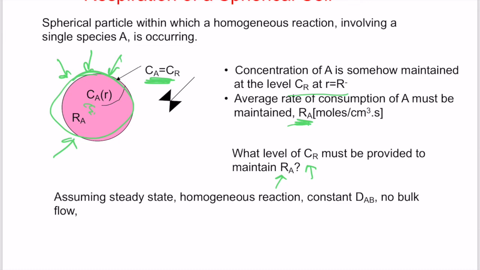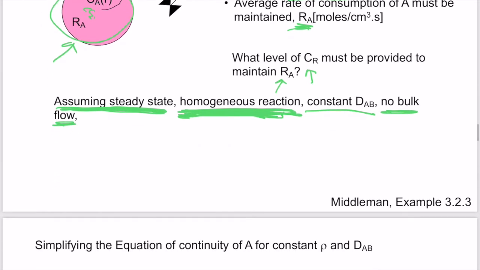Right. They didn't say anything about steady state, but we're going to assume that. Close enough. And here's a big assumption: the reaction rate is the same everywhere in that sphere. That's not a very good assumption, but we're going to go with that. The diffusivity is constant and there's no bulk flow. Well, that would be reasonable if the sphere is very, very small. We could kind of say it's sort of homogeneous-ish. Possibly.